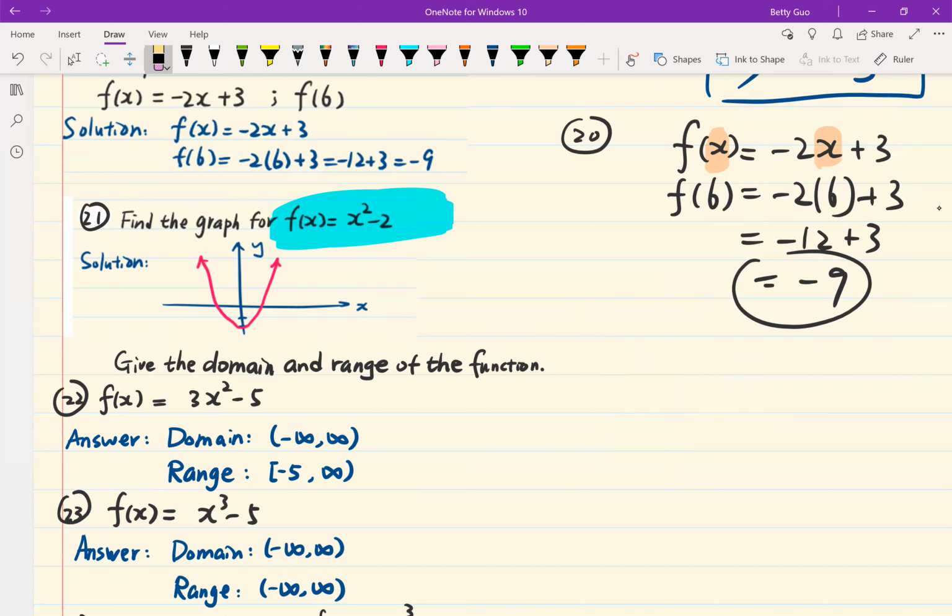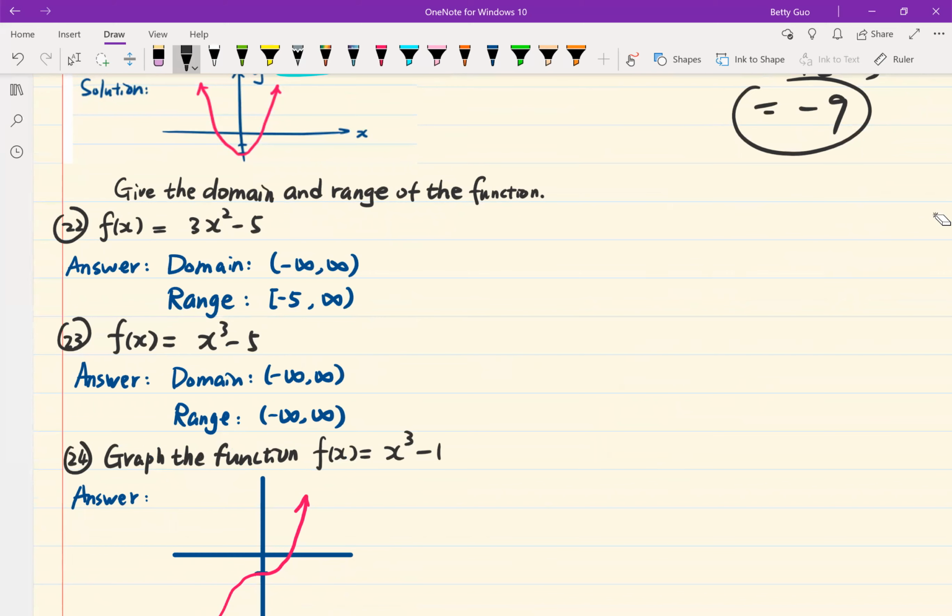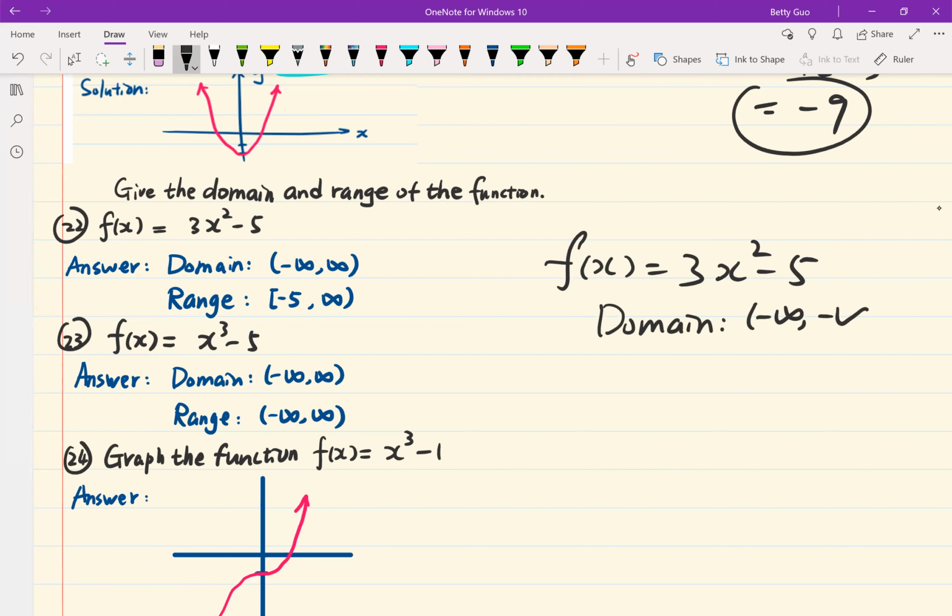Number 22, we have a function f, which is 3x squared minus 5. You might remember on Monday, I made you write down a sentence in your notes. The domain of all the polynomial functions is all real. So as a polynomial function, the domain of this function is all real. We use negative infinity to positive infinity to represent all real.